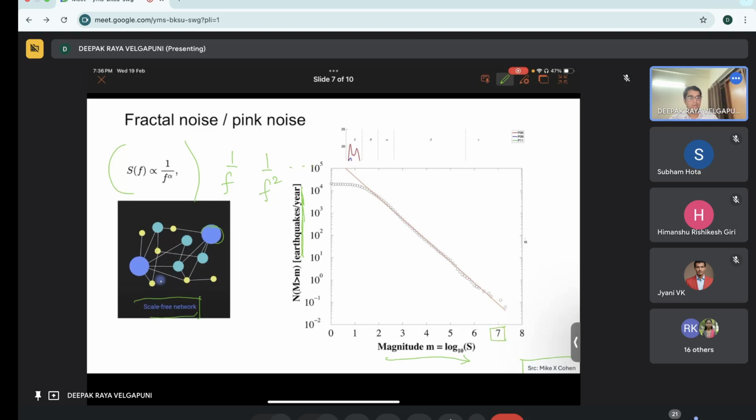If you want to count the number of earthquakes with magnitude 7, they're very few. This is on a log scale, but just remember it is very few in number. But if you take smaller magnitude earthquakes, they occur so many times. There are always some kind of earth movements happening at this scale. So basically small things occur a large number of times, and large magnitude earthquakes occur a smaller number of times.